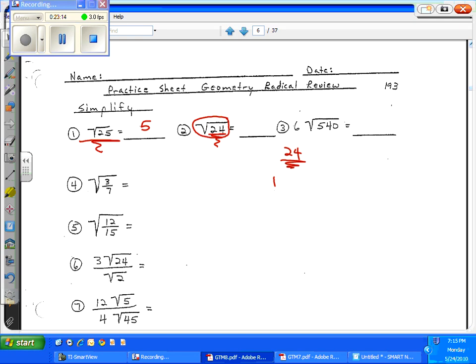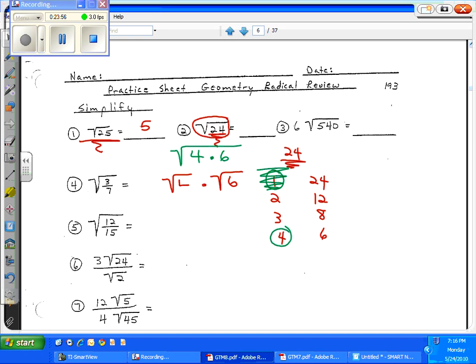And so you'd think of all the factors of 24, not prime factors, factors. 1 times what is 24? 24. 2 times 12 is 24. 3 times 8 is 24. 4 times 6 is 24. So that's all the factor pairs of 24. What are the perfect square factors? 1 and 4. We want the largest perfect square factor. The largest perfect square factor of 24 is 4, so we could think of it as the square root of 4 times 6, because 4 times 6 is 24.